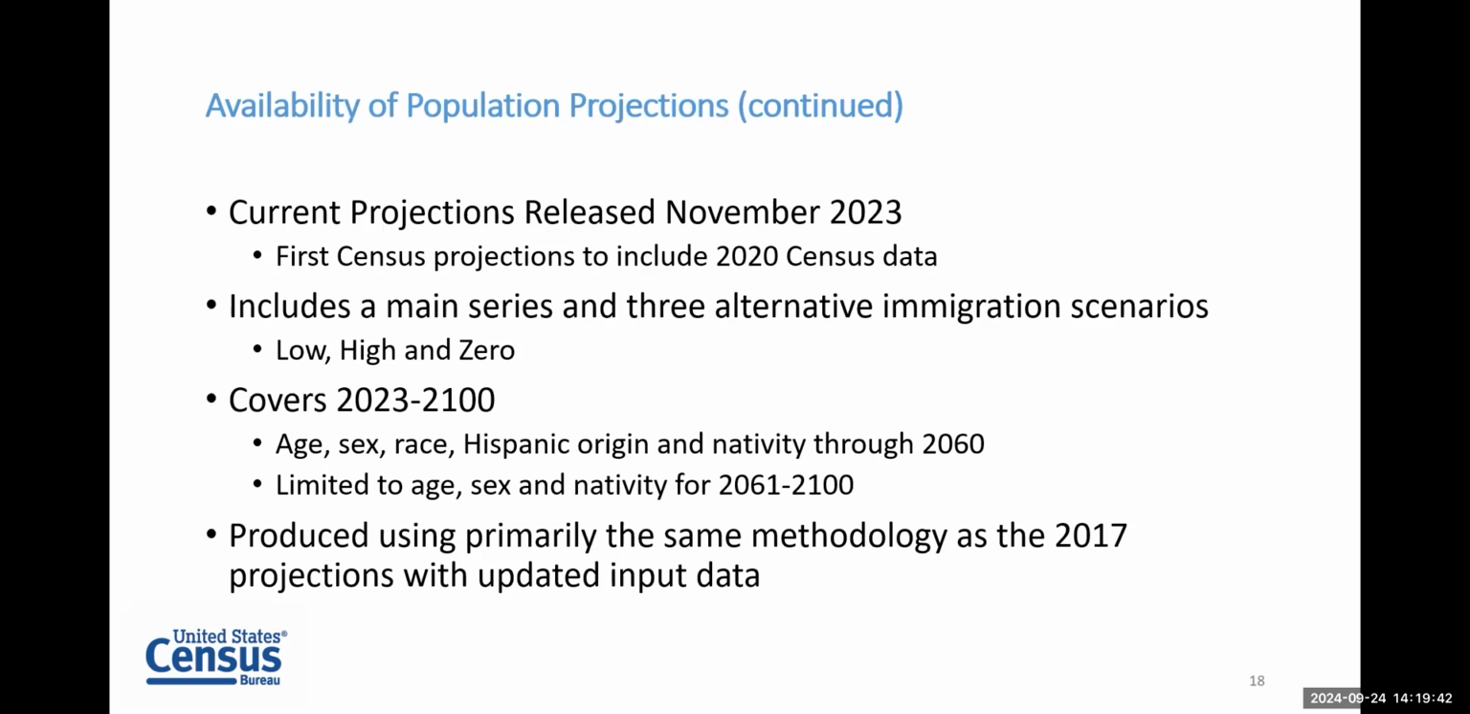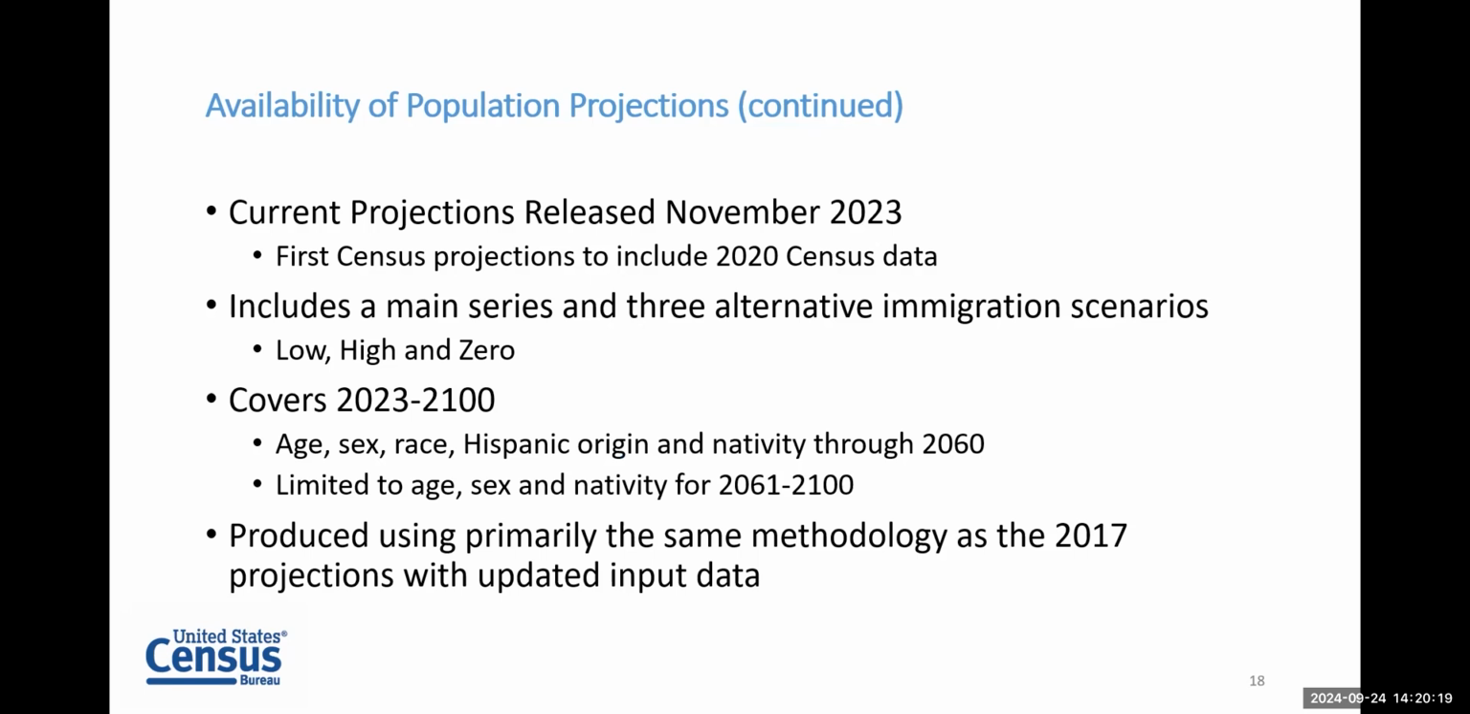So our most recent projections were released last November, so November 2023. And these are the first Census Bureau projections to include 2020 census data. We had a main series and then three alternative immigration scenarios, so low, middle, and high. As you'd expect, international migration is the biggest uncertainty for our population projections, and so that's why we do that approach. We don't do probabilistic projections, but we do these different scenarios to account for that uncertainty.